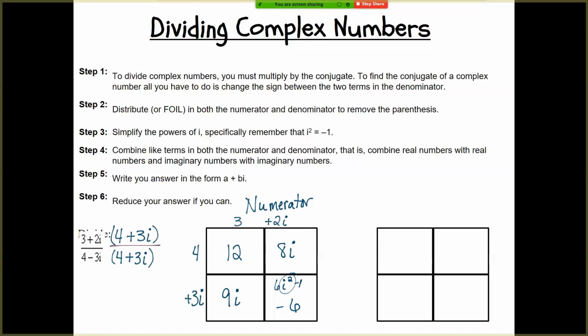So all of this simplifies. If I add my like terms together, 12 minus 6 is 6. 8i plus 9i is 17i. That's going to be the numerator of my answer. So down here, I've just started my answer, and I put what I just got in the numerator, and then I'm going to have to figure out what goes in the denominator.